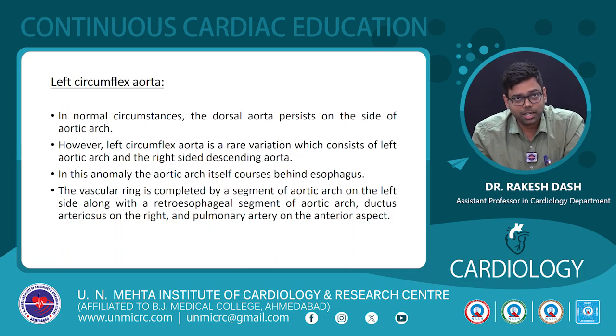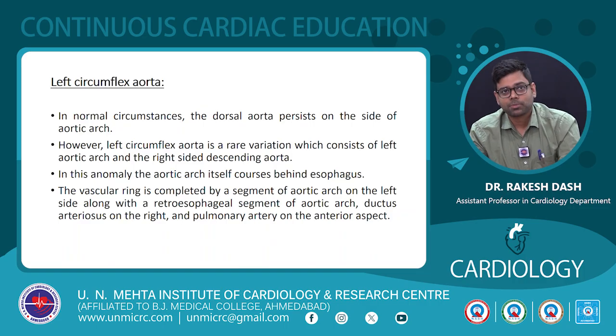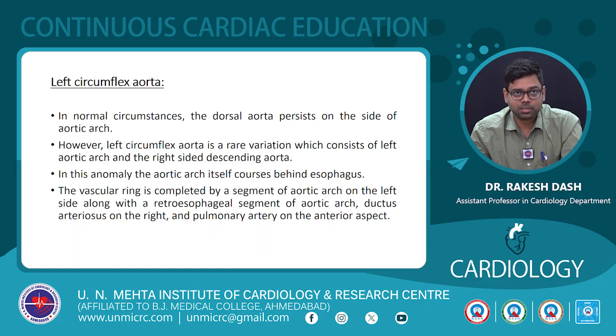Next, coming to left circumflex aorta. What we have read previously is that a left aortic arch is always associated with a left sided descending thoracic aorta, and a right sided aortic arch is always associated with a right sided descending thoracic aorta. But in some cases, the left sided arch is continuous with the right sided DTA. So, how does that happen?